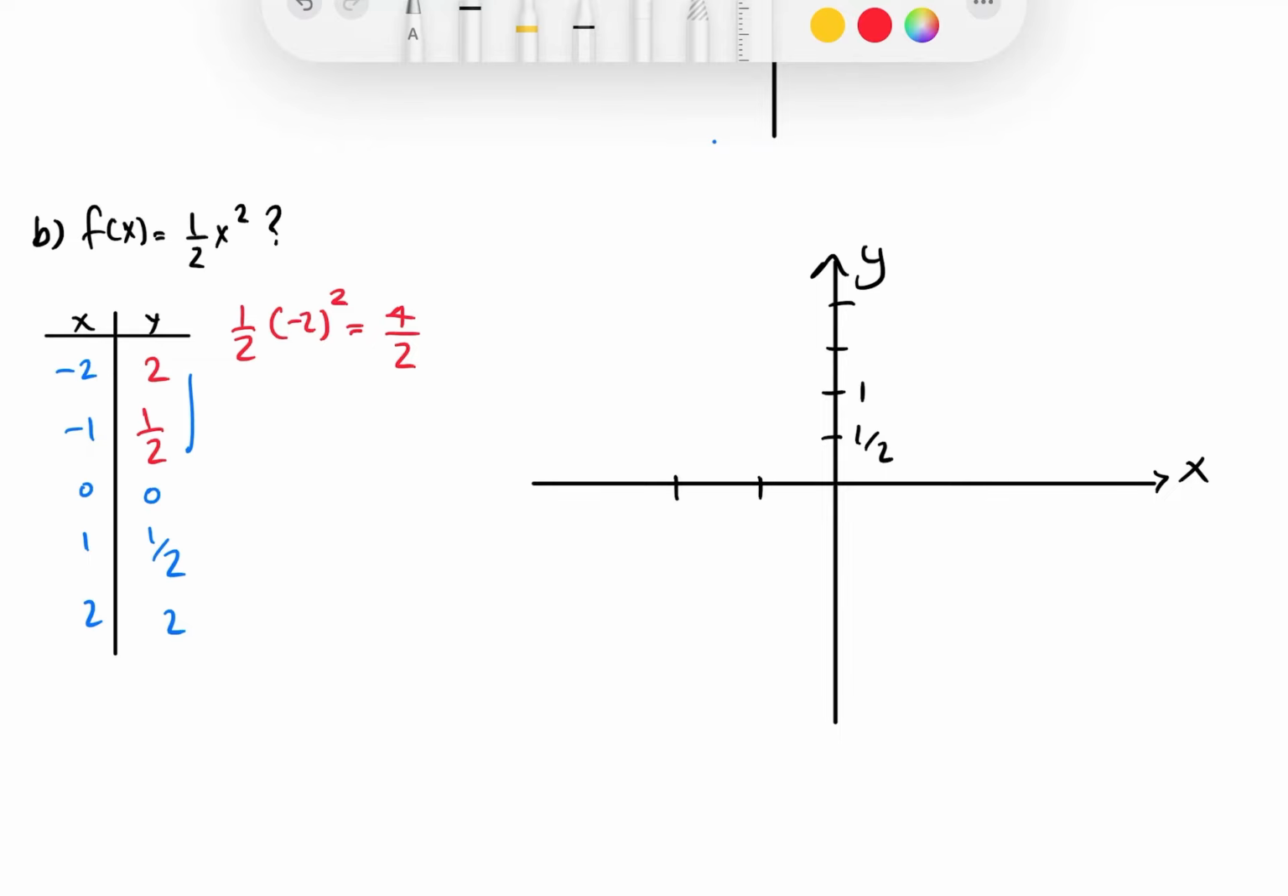So -1, -2, 1, and 2. The first point is 0 and 0, which is still right here. -1 and 1 over 2, which is right here. -2 and 2, which is here. 1 and 1.5, and then 2 and 2. The next step is to connect them all. So you connect them all, and as you can see, your graph is a bit wider, right?